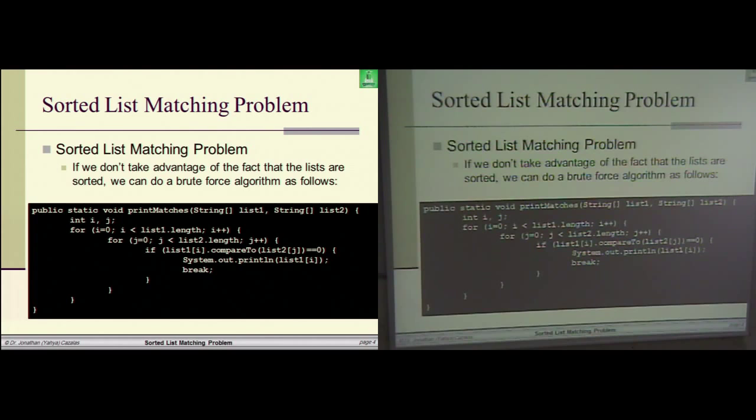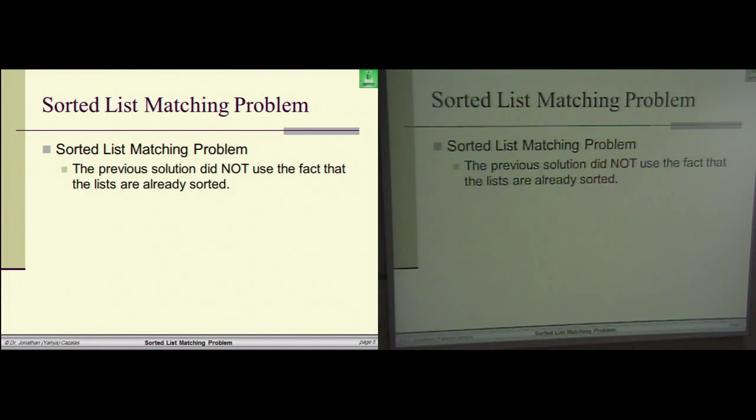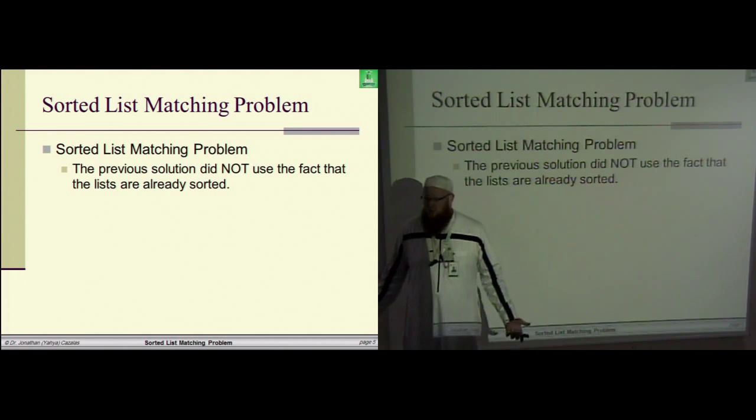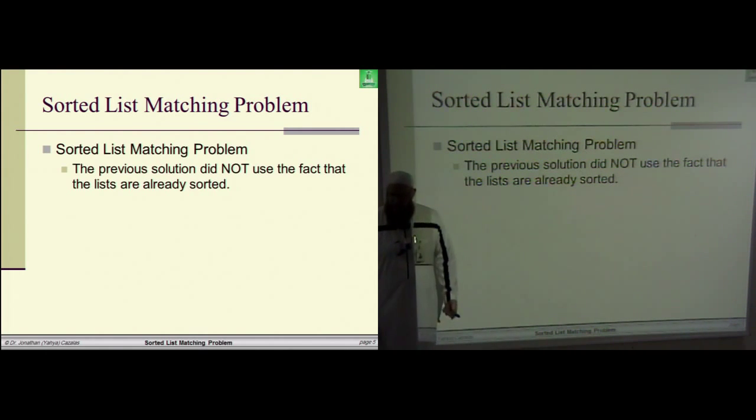This is 202. Okay? So, the previous solution did not use one fact that was important. We told you the list was sorted. If the list is sorted, we can do this a little bit faster.